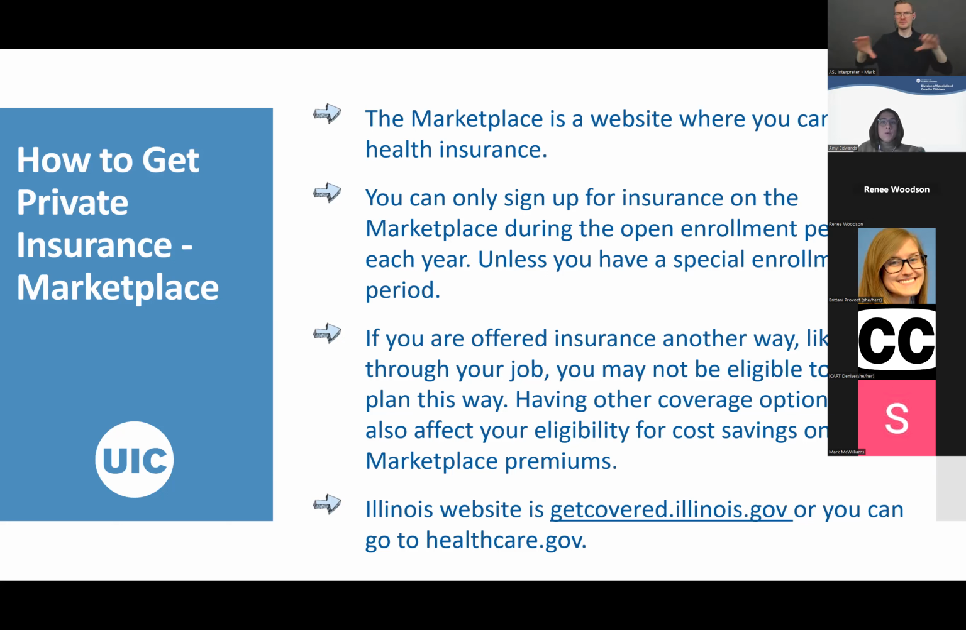If you'd like to learn more about this, you can go to the Illinois website, getcovered.illinois.gov, or you can go to healthcare.gov and you can view marketplace insurance plans there. There are many plans to choose from each year. And just one more reminder that we are not in the special enrollment period right now. So you would have to have a good reason for them to assign you a special open enrollment period to be able to choose a plan at this time.